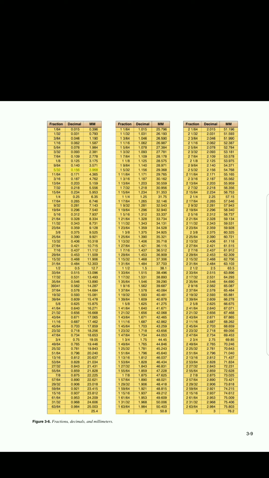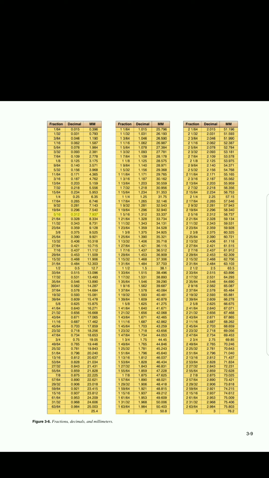5/32nds, 0.156, 3.968. 11/64ths, 0.171, 4.365. 3/16ths, 0.187, 4.762. 13/64ths, 0.203, 5.159. 7/32nds, 0.218, 5.556. 15/64ths, 0.234, 5.953. 1/4, 0.25, 6.35. 17/64ths, 0.265, 6.746. 9/32nds, 0.281, 7.143. 19/64ths, 0.296, 7.540.